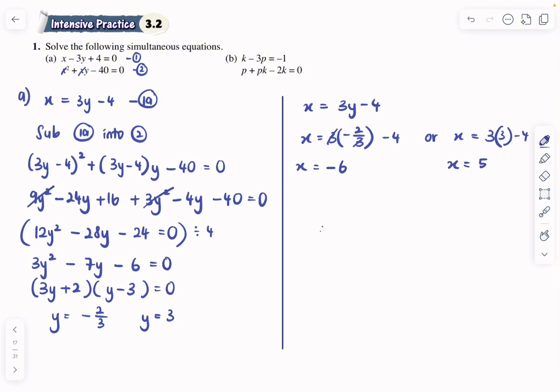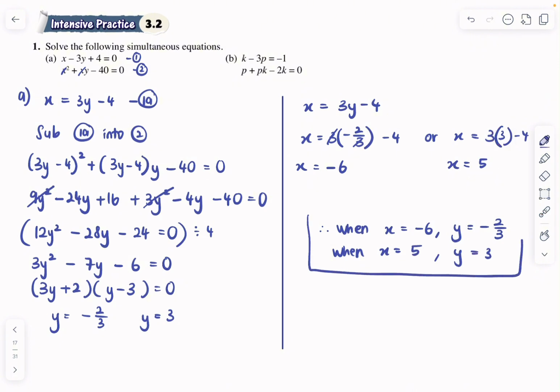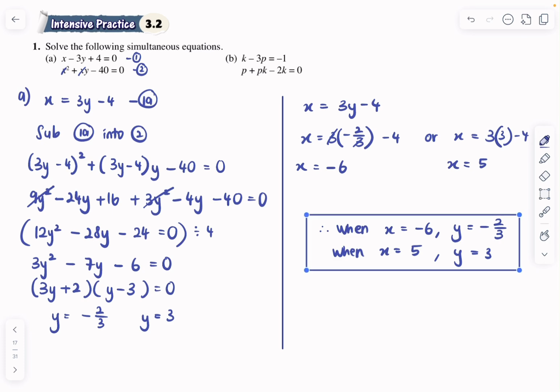That's it. So finally we can conclude, when x is negative 6, y is negative 2 over 3. And when x is 5, y is 3. Done. That is question A.